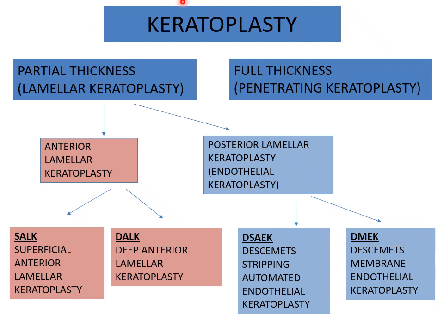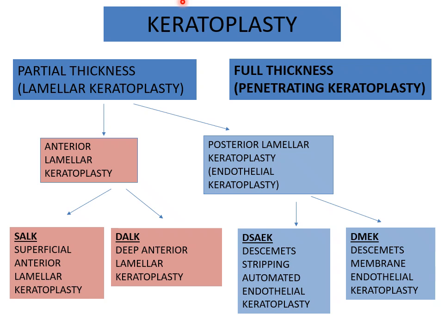So when I say keratoplasty or corneal transplantation, we should think about two types of keratoplasty, that is full thickness or partial thickness. Now, we're going to deal with the full thickness or the penetrating keratoplasty in today's class, but one should also know about the partial thickness or the lamellar keratoplasties. Hopefully, I will upload a lecture on those as well.